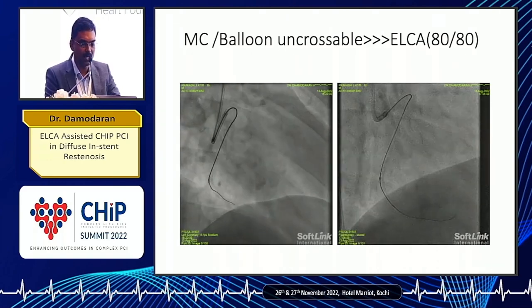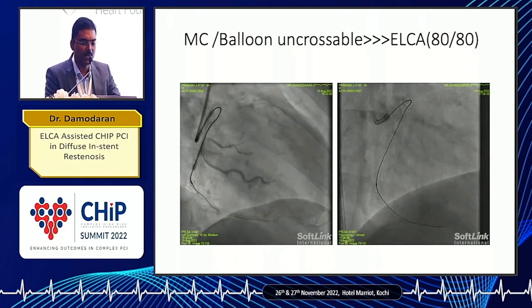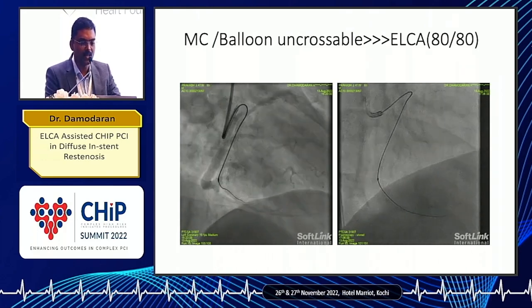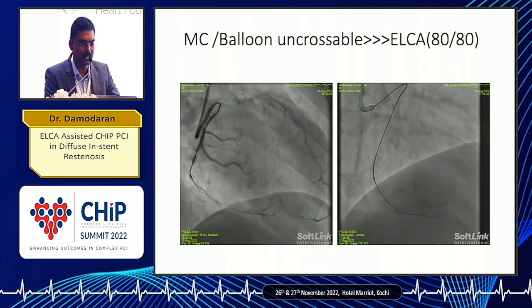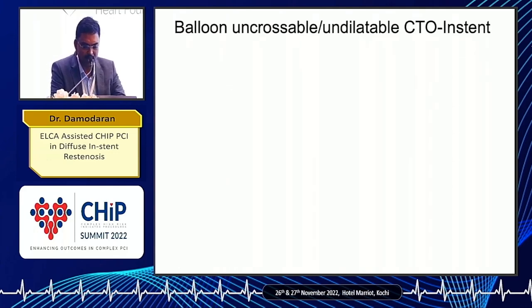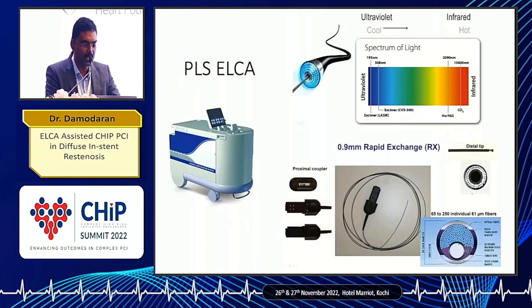Then ELCA was done, and as Deepak mentioned, with a very slow advancement, 0.5 millimeter per second, with up to 80. There are some off-label uses of ELCA within the stent. You can do it without giving saline, or by mixing with saline you can also do it.